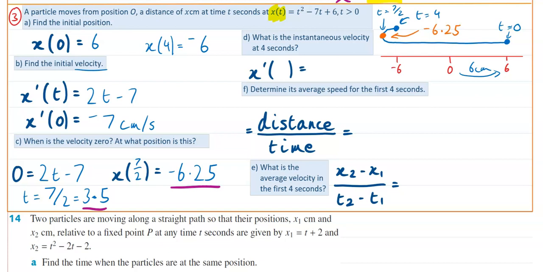All right. What is the instantaneous velocity at 4 seconds? So that's just subbing in 4 to our velocity function. So 2 times 4 minus 7, which is just 1.